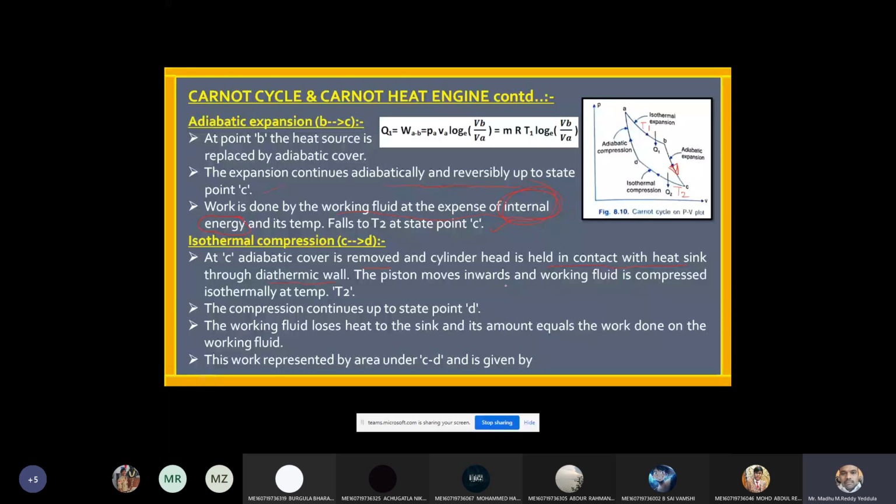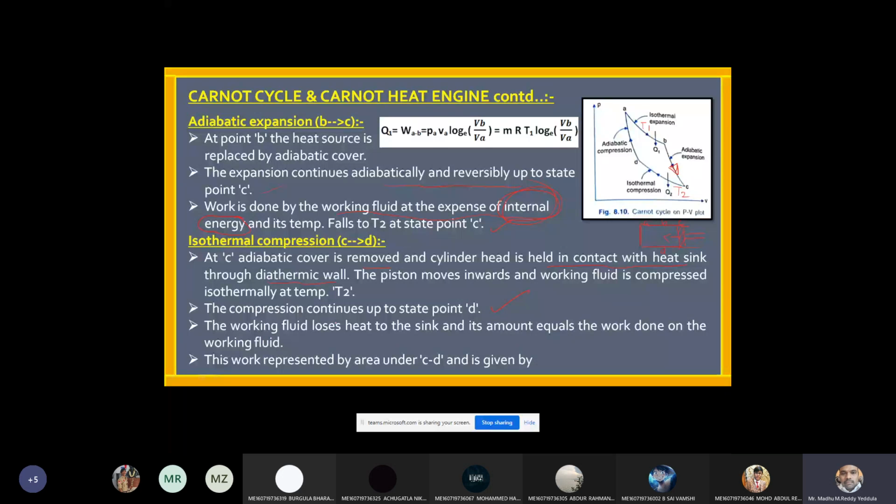At the end of state C, let us say this is the position of the piston. Okay, this is the initial state A, this is B, and this is state C, right? Now C to D, this is D. What is this process? It is the isothermal compression. During this process, what will happen? During the compression process, heat will be liberated, and that heat will be added to the sink. In order to do that, we kept the diathermic wall and sink in contact with the cylinder head. So the compression continues till the state point D.